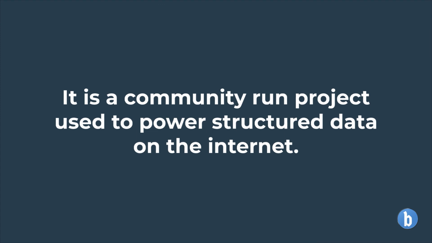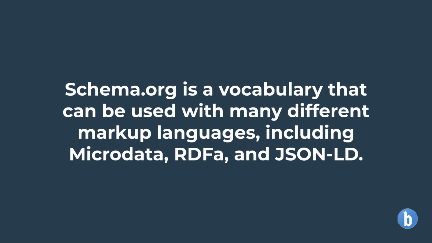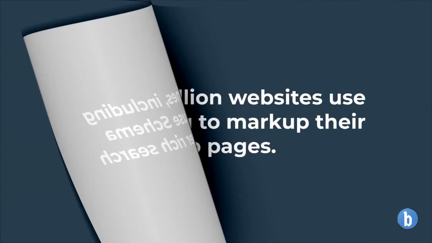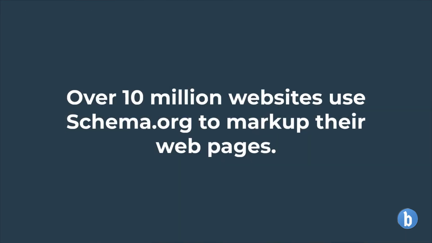What is Schema.org? It is a community-run project used to power structured data on the internet. Schema.org is a vocabulary that can be used with many different markup languages, including microdata, RDFa, and JSON-LD. Many search engines, including Google and Bing, use schema vocabularies to power rich search results. Over 10 million websites use Schema.org to mark up their web pages.